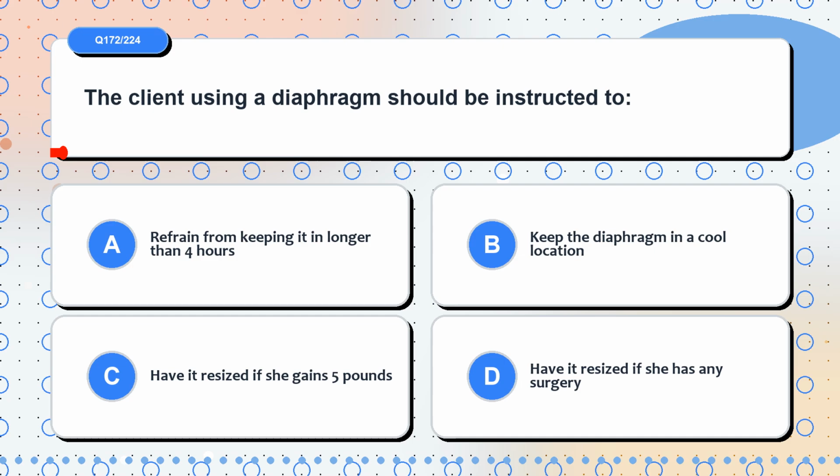Question 172. The client using a diaphragm should be instructed to. Here are the options. Option A. Refrain from keeping it in longer than 4 hours. Option B. Keep the diaphragm in a cool location. Option C. Have it resized if she gains 5 pounds. Option D. Have it resized if she has any surgery.